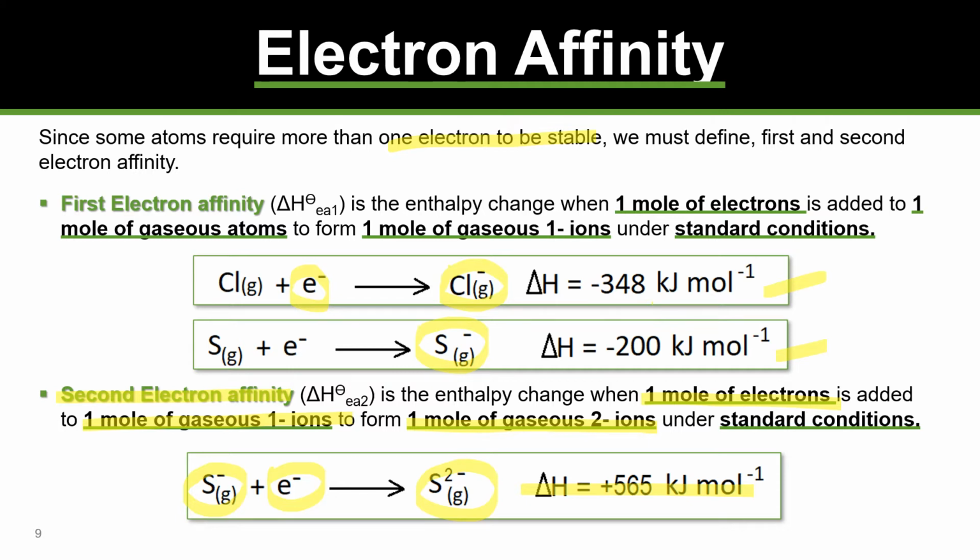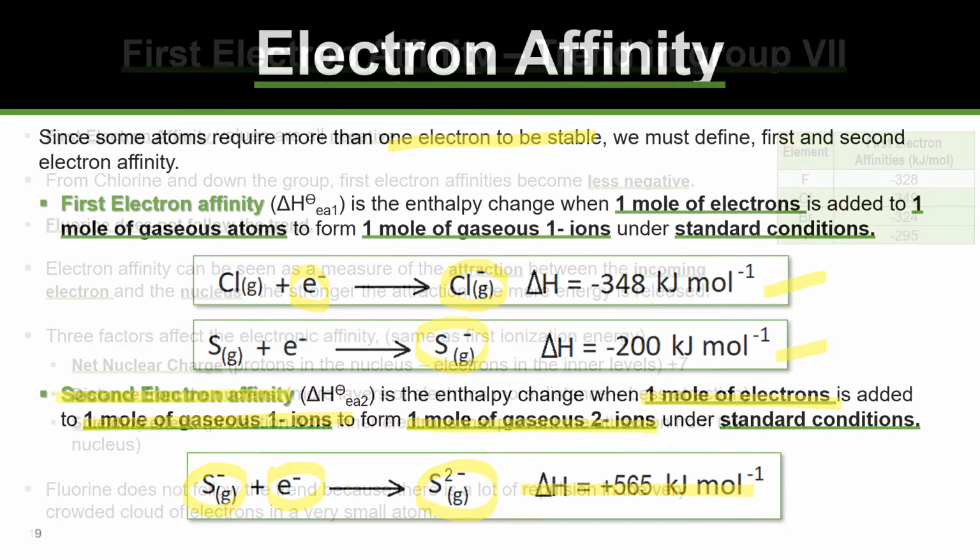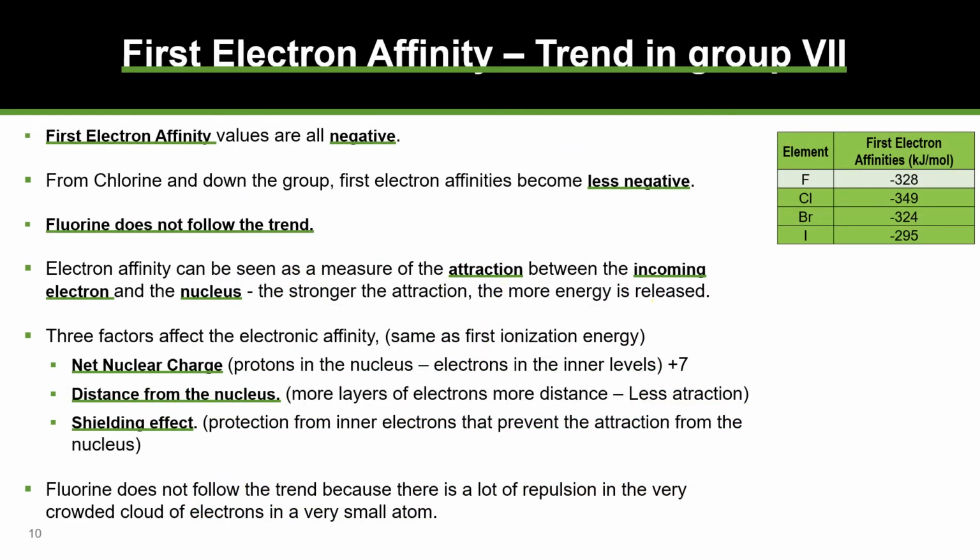We are going to see why the differences between the values of the electron affinity between the chlorine and the sulfur in the next slides. We already said that the first electron affinities are all negative values. We are going to analyze the last three halogens, chlorine, bromine, and iodine. We are going to leave fluorine behind. We are going to analyze that separately.